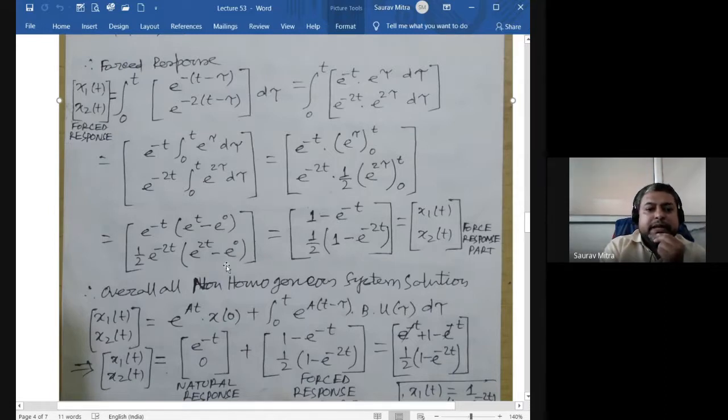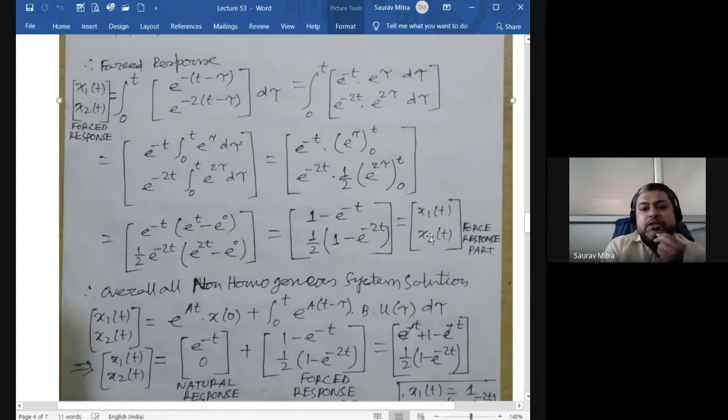So if you substitute that, you are going to get e raised to minus t into e raised to t, so this will become 1, and e raised to minus t into e raised to 0. e raised to 0 is 1. So it becomes 1 minus e raised to minus t, and half into 1 minus e raised to minus 2t.